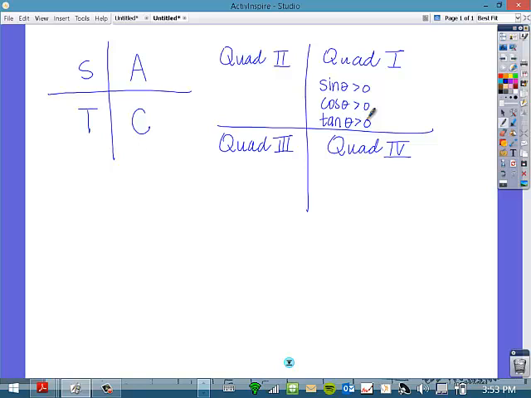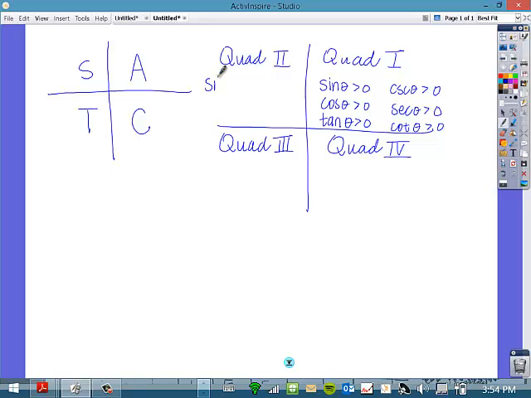So that means all of those reciprocal functions are also positive. So cosecant of theta is greater than 0, secant of theta is greater than 0, and cotangent of theta is greater than 0. All right, in the second quadrant, S is in the second quadrant. That means that only sine is positive in the second quadrant.